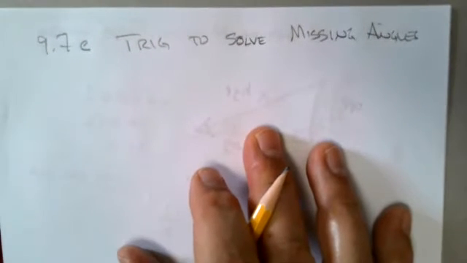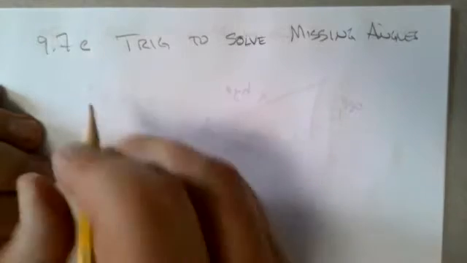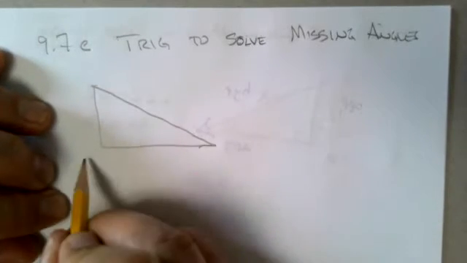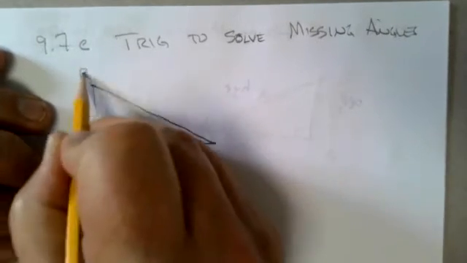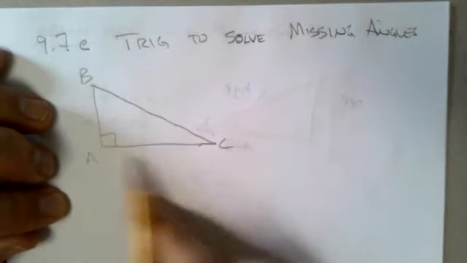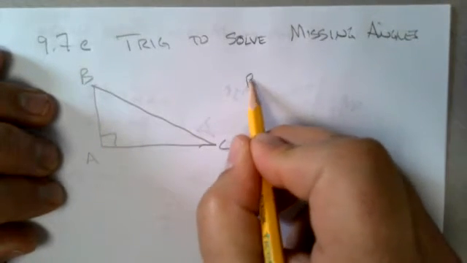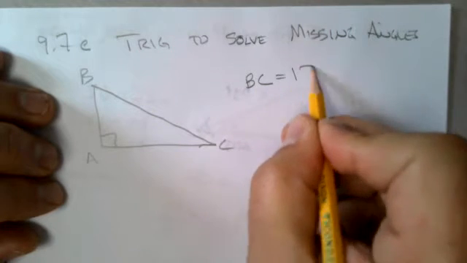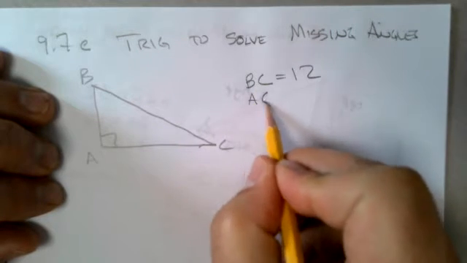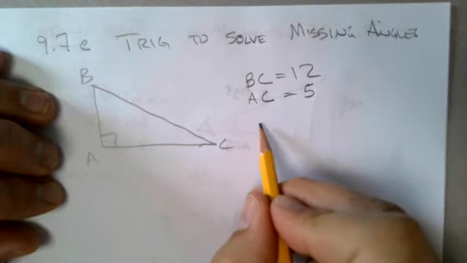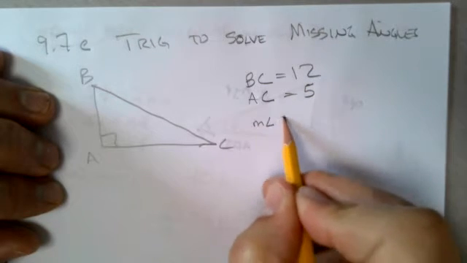This is Mr. Erlin talking about 9.7e, how we use trig to solve for missing angles. The idea is very similar. You're going to be given a right triangle, and you're going to be given certain information. You might be given that, for instance, BC is equal to 12, and you might be given that AC is equal to 5, and what you're asked to find is an angle this time.